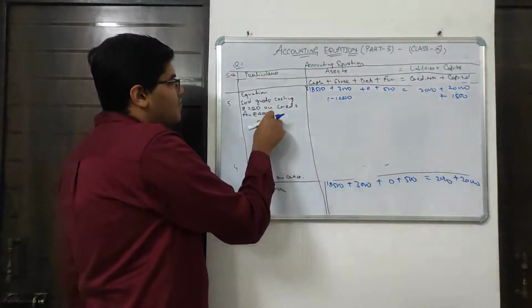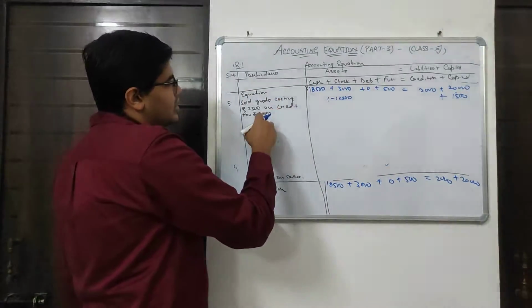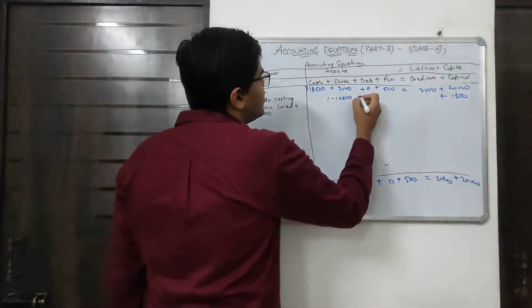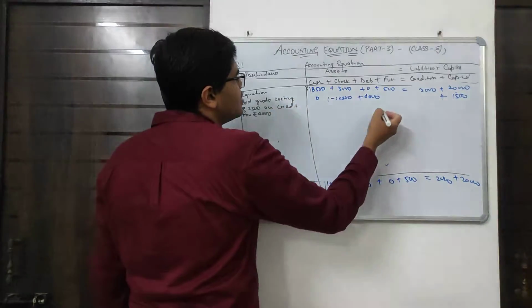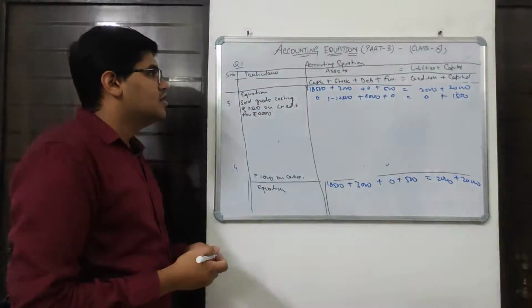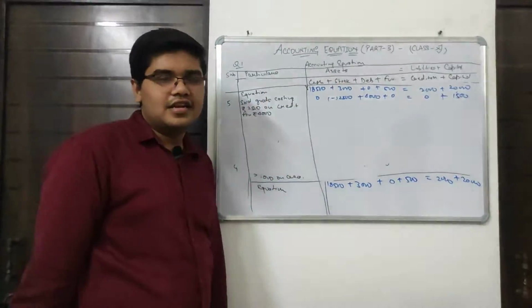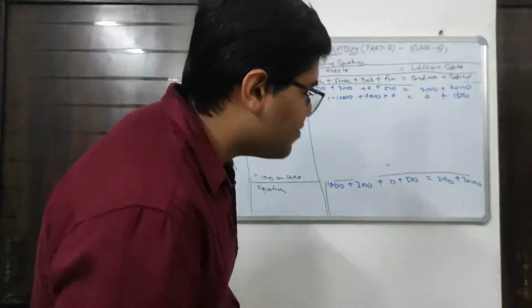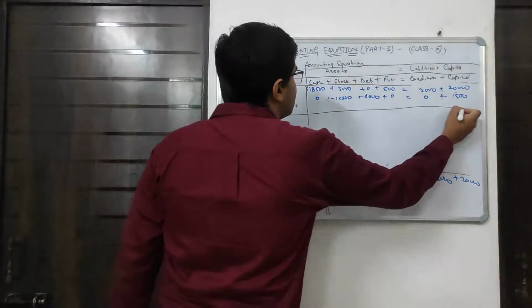Now 4,000. Since we are selling the goods on credit for rupees 4,000, 4,000 will be added in debtor. So no change in cash, no change in furniture, and no change in creditor. As already told, a debtor refers to the person to whom we are selling the goods on credit. Now we can frame an equation and see whether our equation is balanced or not.